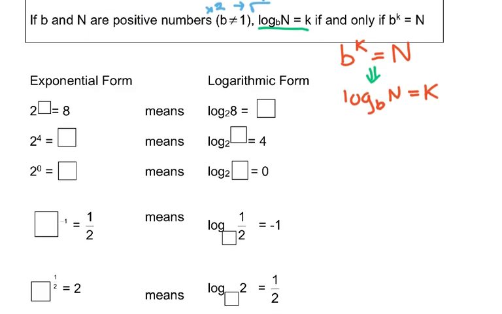So the first thing we're going to do is practice going from exponential form to log form. So now here, we just need to make sure that everything matches up. The base of our exponent is the base of our log. And then we switch the next two.